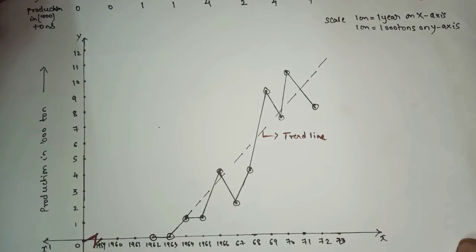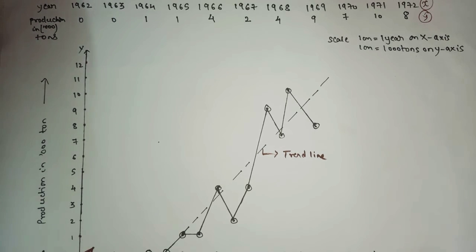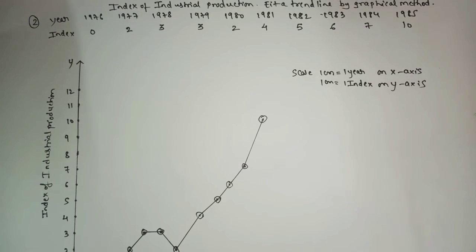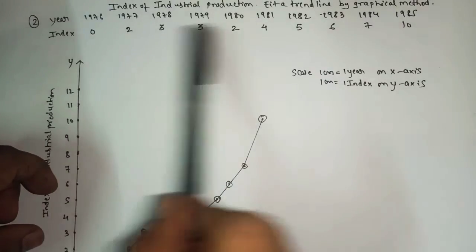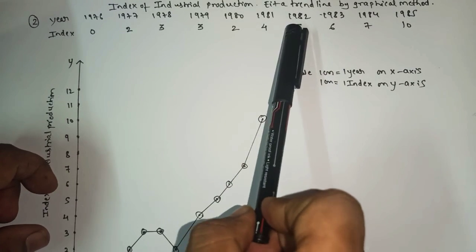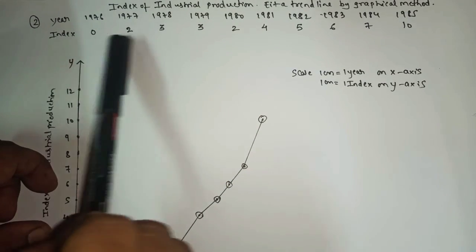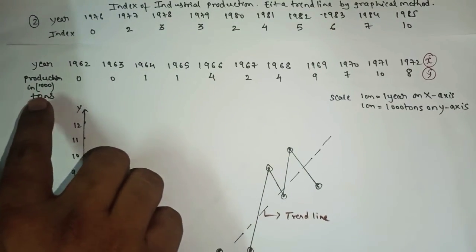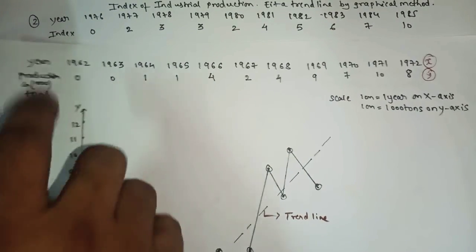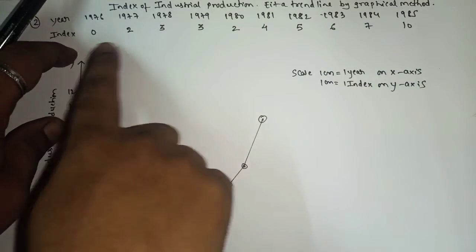So we'll take one more sum based on type number 3. Okay, let's move on to the next sum, that is sum number 2. Here the heading is: the following table shows the index of industrial production. In the previous sum it was the production, and the unit for the production was 1000 tons. Here we have the index of industrial production, which is a number.